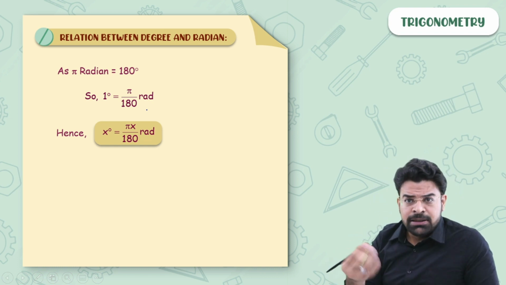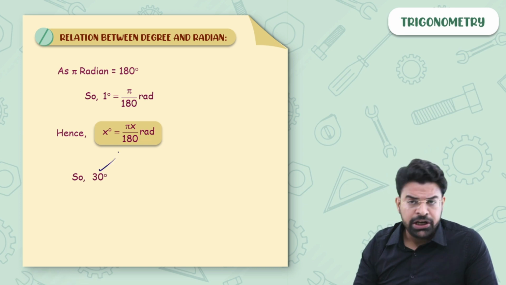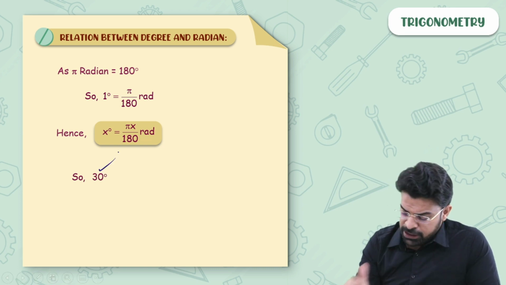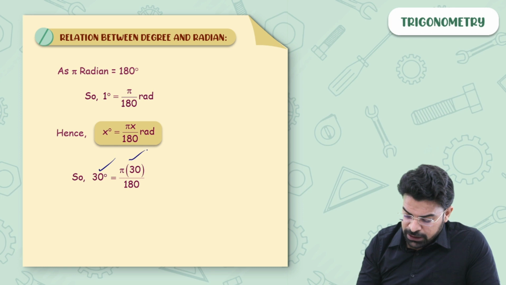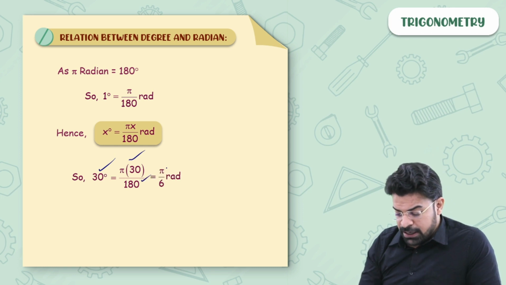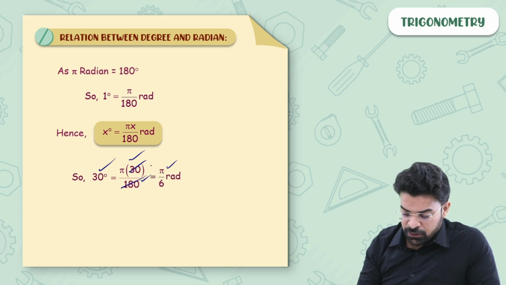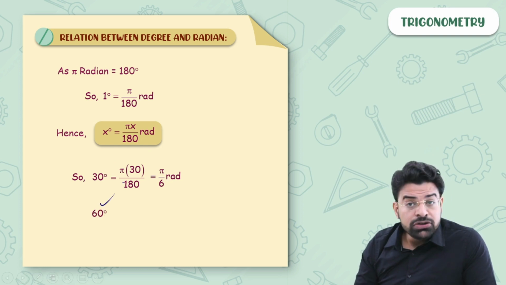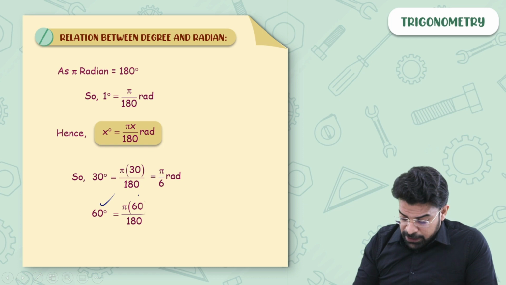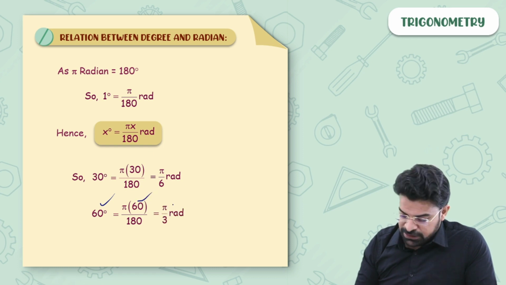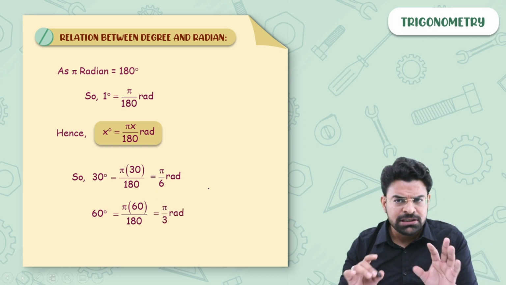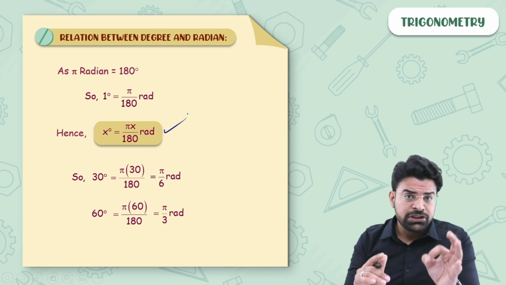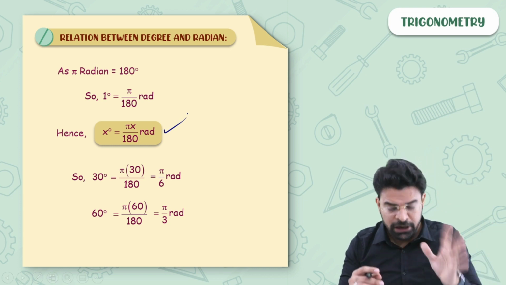So let's take some simple examples. What is 30 degree equal to? 30 degree will be equal to pi into 30 by 180 radian. That will be equal to pi by 6 radian. You can cancel out 30 and 180, and you get 6 in the denominator. What is 60 degree equal to? 60 degree will be equal to pi into 60 by 180 radian. That will be nothing but pi by 3 radian. So this is a simple formula, just keep it in mind: x degree equals pi into x by 180 radian.